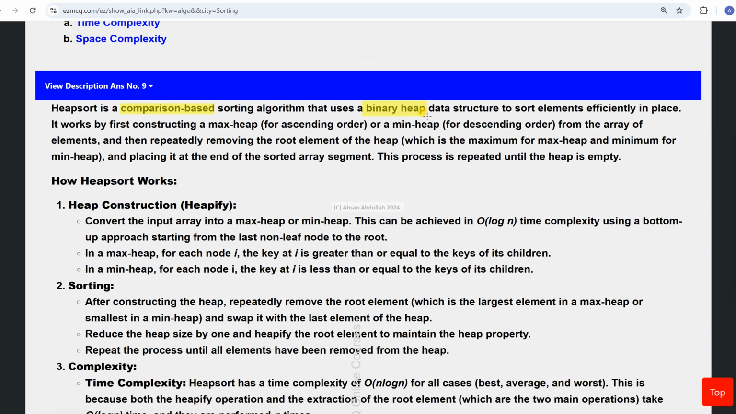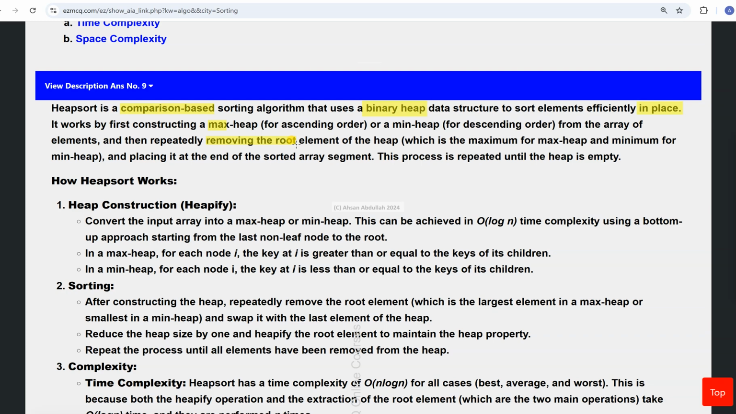So basically we start with a binary tree. We may be creating a binary tree, or we store it in a binary tree and heapify it. And of course it is in place, so it doesn't require extra memory. First we create a max heap for ascending order. It could be a min heap also for descending order, from the array of elements, and then repeatedly remove the root. We remove the root and replace it with the last element, right?